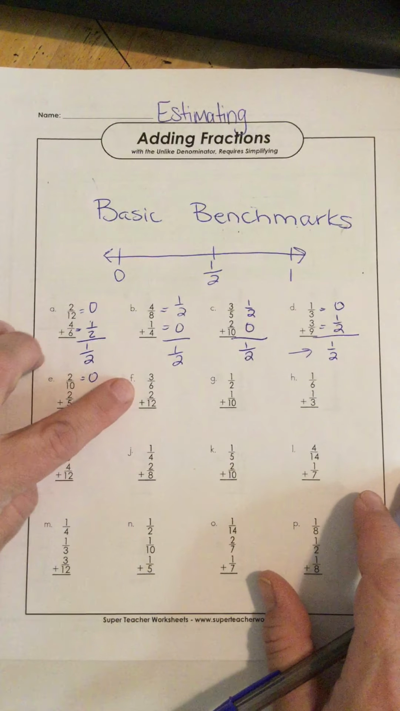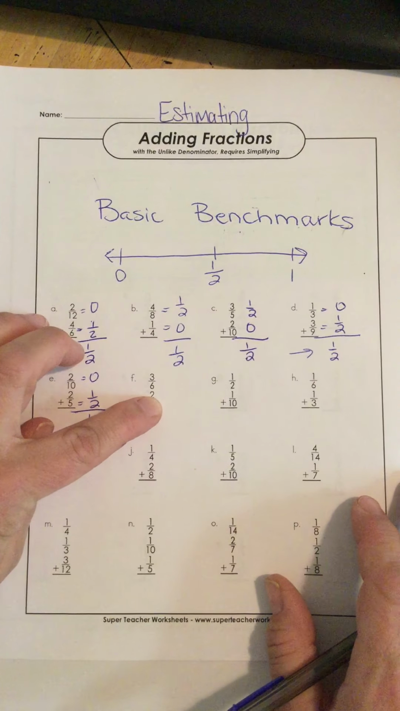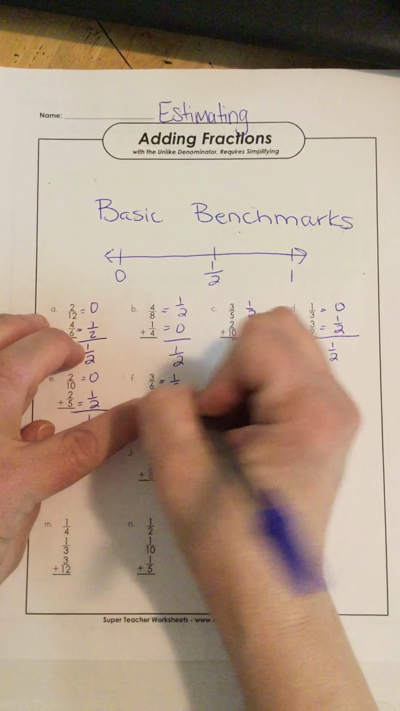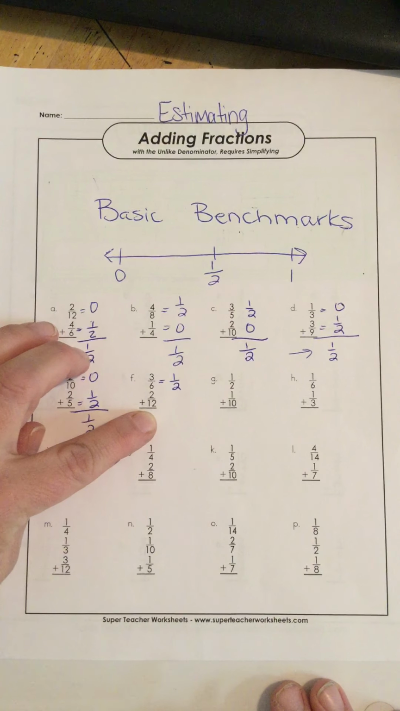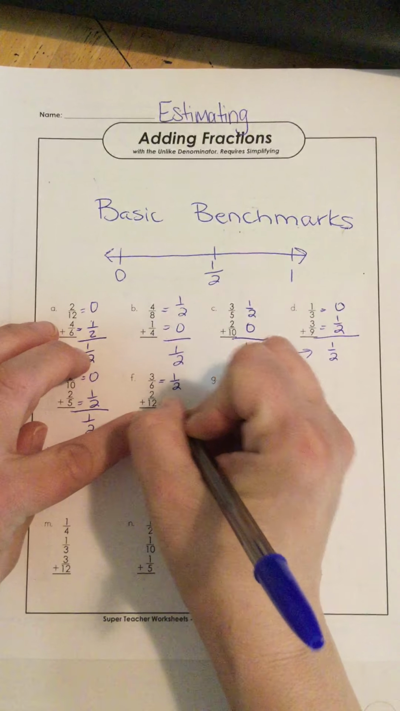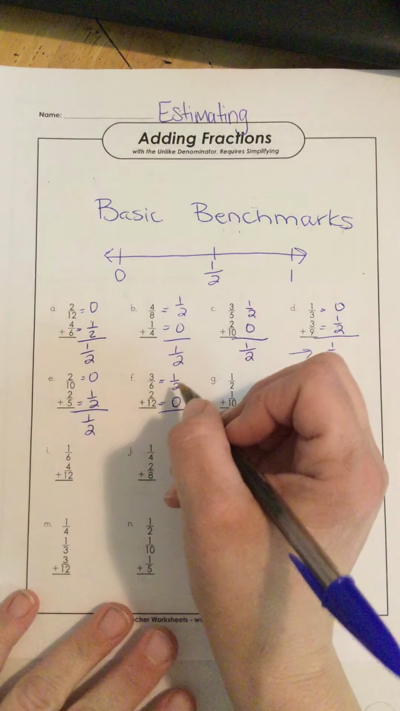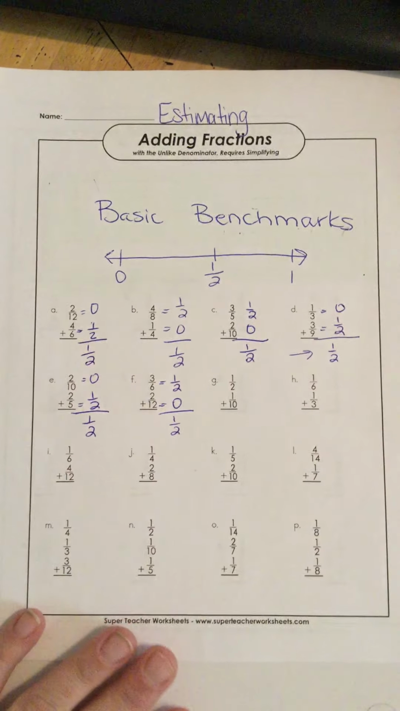All right, 3 over 6. Estimate 3 over 6. One-half. And now 2 over 12. Okay, I would give that a 0 because 2 is very far away from 12. And so 1/2 plus 0, 1/2.